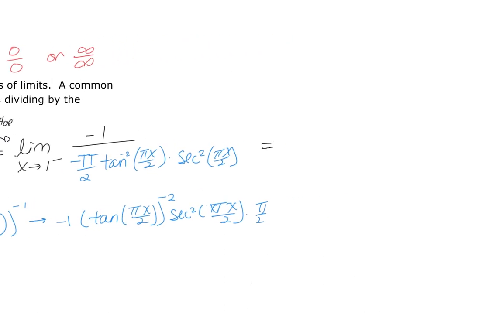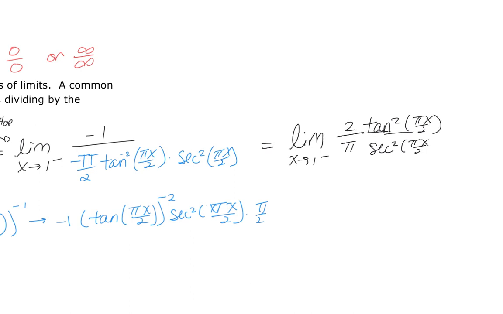So then this is just, let me do some cleanup here. This is going to be the limit as x approaches 1 from the left of 2 divided by pi. Tangent will go back into the numerator, so tangent squared of pi x divided by 2, over secant squared of pi x divided by 2. And I end up with infinity over infinity.